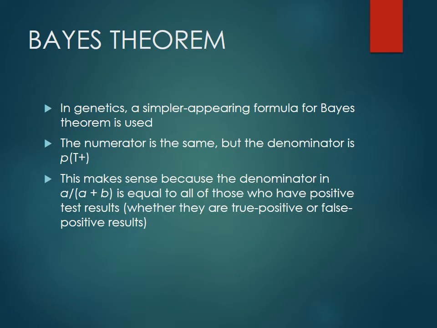So, for example, in genetics, a simple appearing formula for Bayes' theorem is being used. The numerator will be the same, but the denominator can just be the probability of the test being positive. So you may see some of these tests being done a little bit differently, depending on what type of test you're looking at.